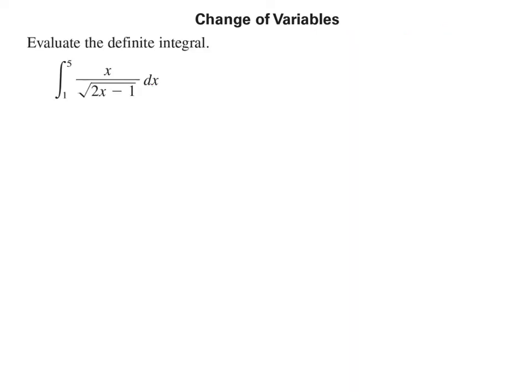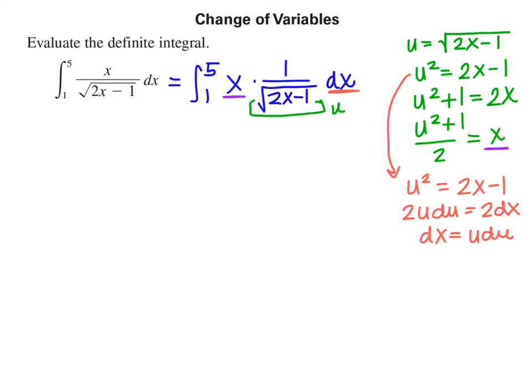So let's work through another one that's possibly slightly more complicated. Let's evaluate this integral from x equals 1 to 5 of x divided by the square root of the quantity 2x minus 1, dx. The first thing I'm going to do is rewrite this as the integral from 1 to 5 of x times the quantity 1 over the square root of 2x minus 1, dx.